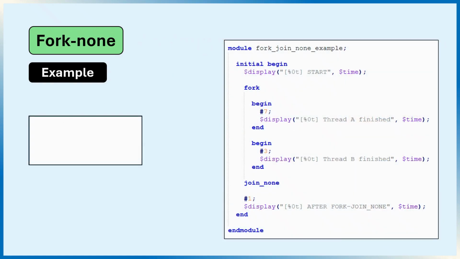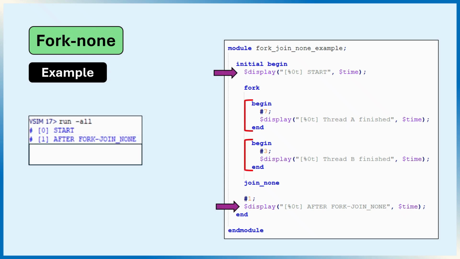Now let's look at the code. We start in an initial block and print time 0 start. Then we enter the fork and launch 2 threads. Thread A waits 7 time units, then prints that it finished. Thread B waits 3 time units, then prints that it finished. But because this is join none, we do not wait for either thread. We exit the fork right away.